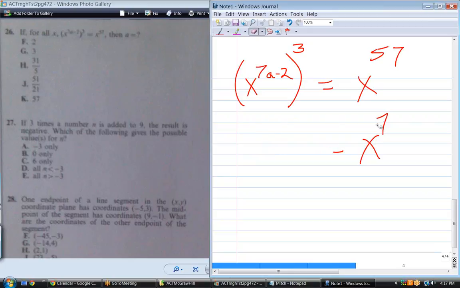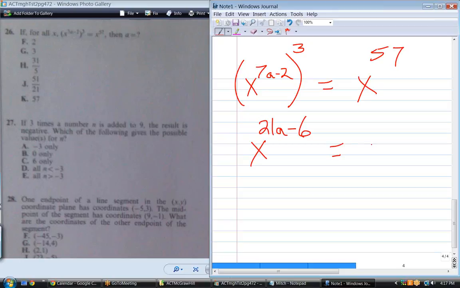Well, in this case, I'm not doing multiplication, I'm doing exponentiation. Well, the level that is one less than exponentiation is multiplication. So multiply that 3 times both of these terms. So x to the 21a minus 6.